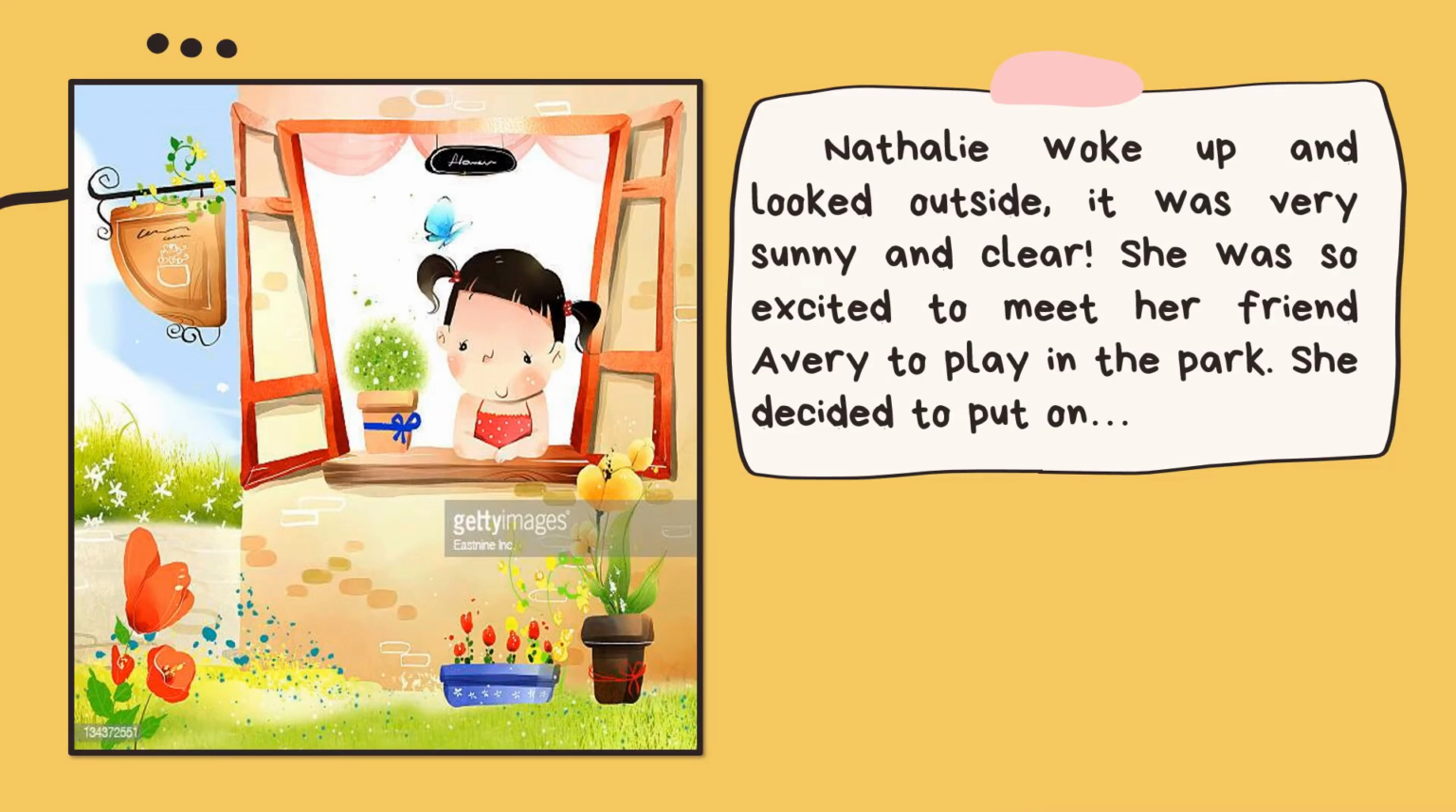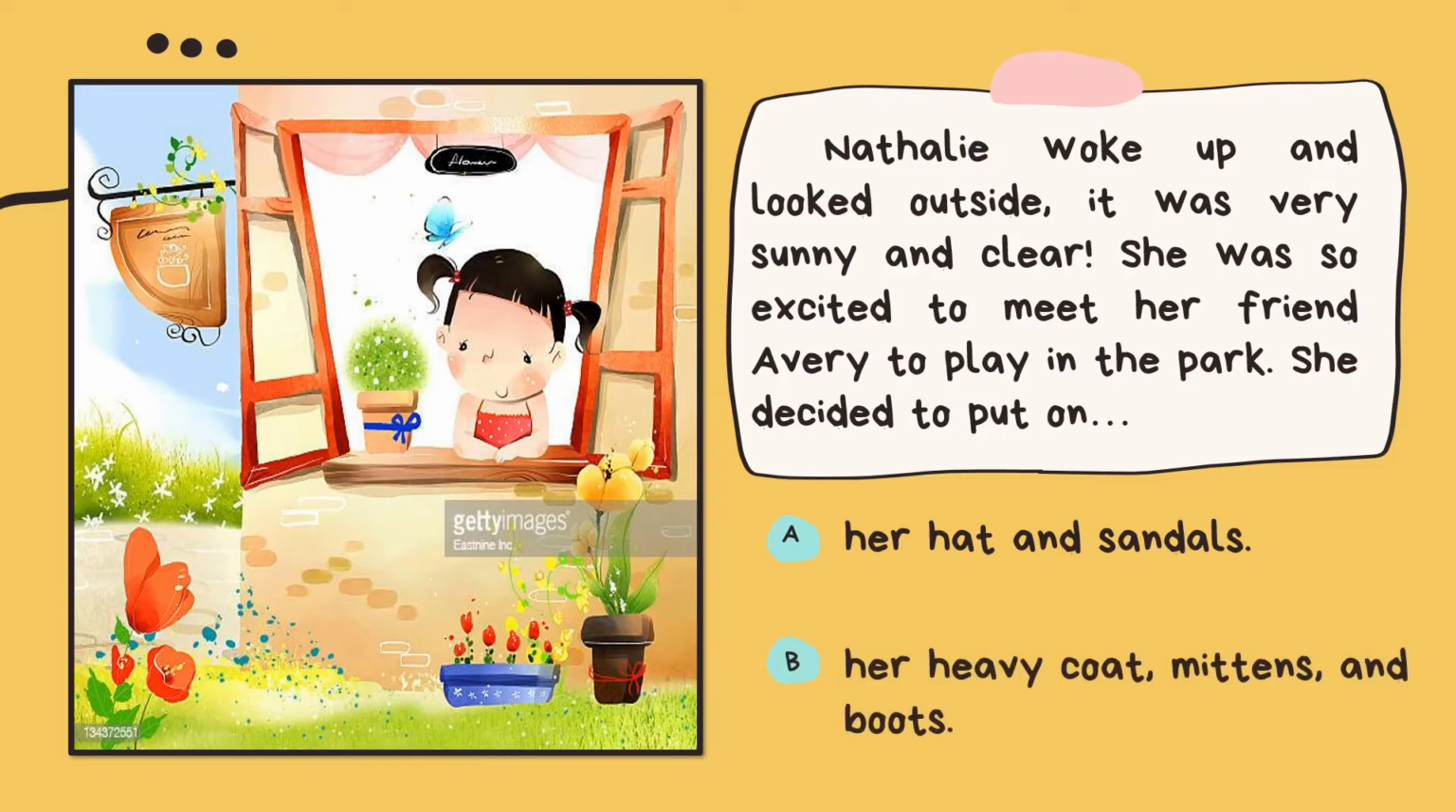Number 1. Natalie woke up and looked outside. It was very sunny and clear. She was so excited to meet her friend Avery to play in the park. She decided to put on A, her hat and sandals, B, her heavy coat, mittens, and boots. The answer is very good, letter A.